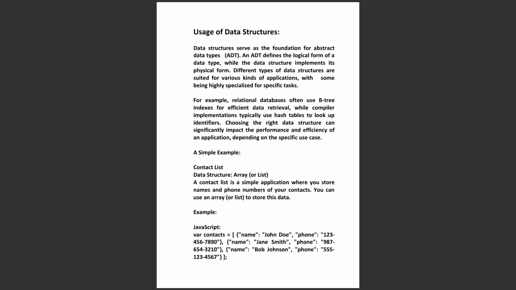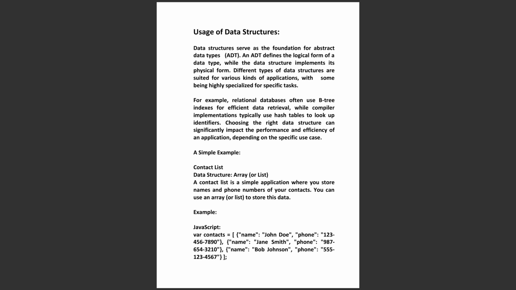Different types of data structures are suited for different tasks, and sometimes they are even highly specialized for specific applications. For example, relational databases often rely on B-tree indexes to retrieve data efficiently. These B-trees help databases quickly find and organize information, which is crucial when you're working with large datasets. On the other hand, in compiler implementations, hash tables are commonly used to look up identifiers. This makes finding variables and functions fast and efficient during the compilation process.